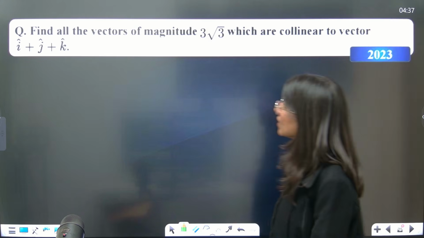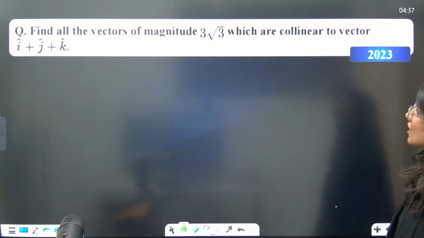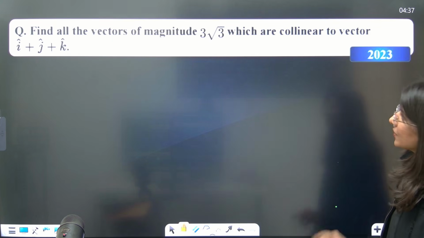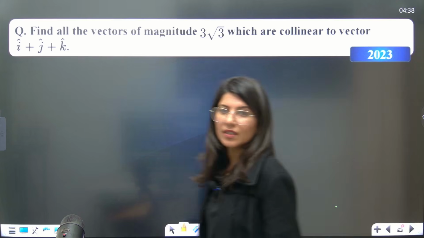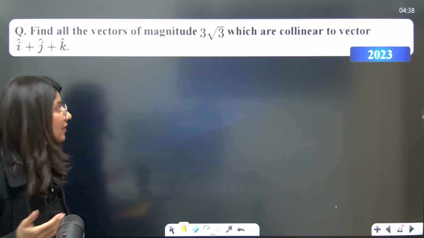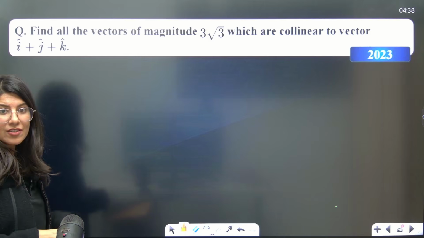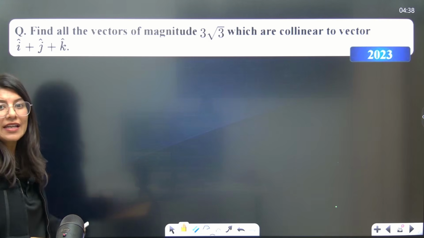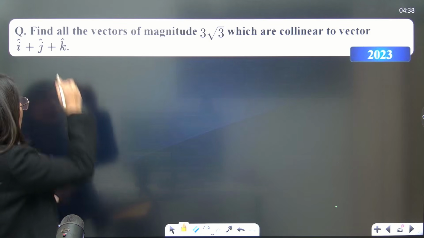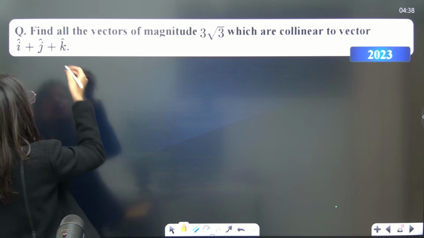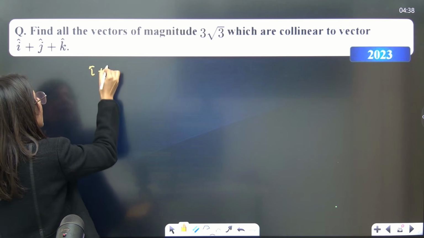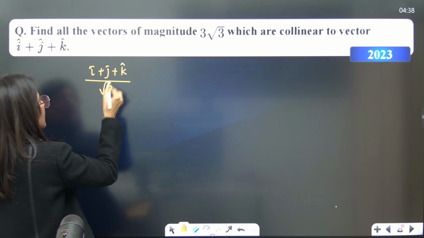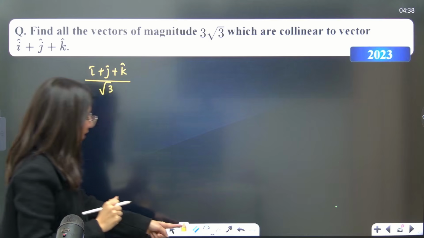Suppose this is the question: find all the vectors of magnitude 3 root 3 which are collinear to I cap plus J cap plus K cap. So collinear means what? Collinear can be of two types, like or unlike. One is lying in the same direction, so direction will be this and magnitude will be this. So first of all, calculate a unit vector in this direction. So I cap plus J cap plus K cap upon square root of 1 plus 1 plus 1, so upon root 3. This is the unit vector. The magnitude of this vector is 1.